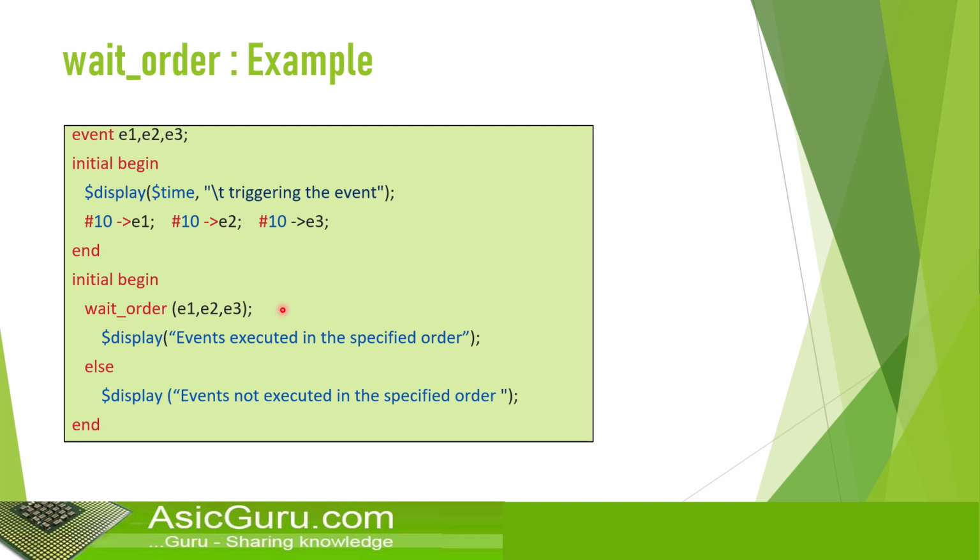If the events trigger in the specified order, only then the message "events executed in the specified order" is displayed. And if events are triggered out of order, then the else block message will be printed. So this explains how wait_order enforces event sequence and helps in detecting unexpected event timing issues.